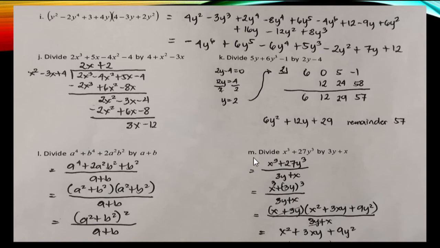Then, M. Divide x cubed plus 27y cubed by 3y plus x. So, this time, factoring gapon na itong gamit. Then, using our special product pod, x cubed plus 27y cubed over 3y plus x. So, kani siya, pwede ni siya perfect cube ni siya, no? 27 is 3 cube. So, that can be 3y quantity cube. So, ato ni siyang ma-factor out as this one.